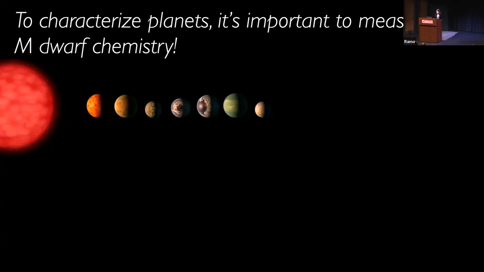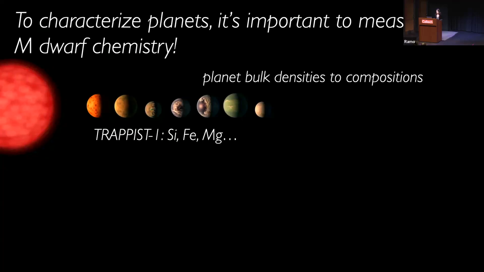How this can shake out is, for example, we can use host star compositions to break degeneracies between planet bulk densities and their actual chemical compositions. So for example, we can consider the TRAPPIST-1 system. If we assign different amounts or abundances of elements like iron, magnesium, or silicon to the M-dwarf host star, that's actually going to change the compositions of the planets hosted by TRAPPIST-1. It's going to dictate whether they're more iron-dominated or silicate-dominated in their compositions.